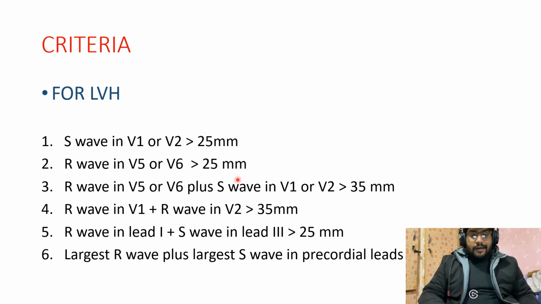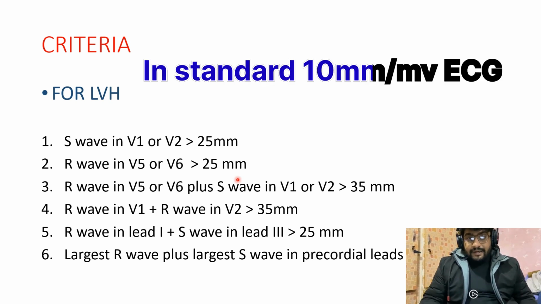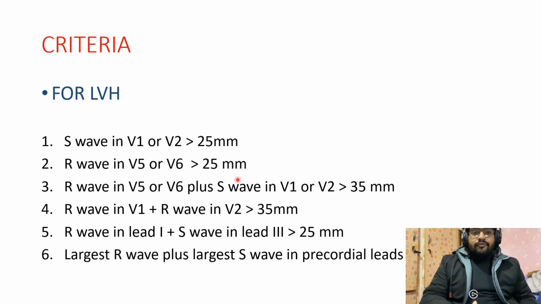I would like you to imagine what's the opposite of R wave. It's S wave, right? So if we are looking for R wave in V5 and V6, we should be looking for the S wave in V1 and V2, because it's the opposite of that. So if the S wave in V1 or V2 is more than 5 large blocks or 25 small blocks or 25 mm, we would say that it has left ventricular hypertrophy.